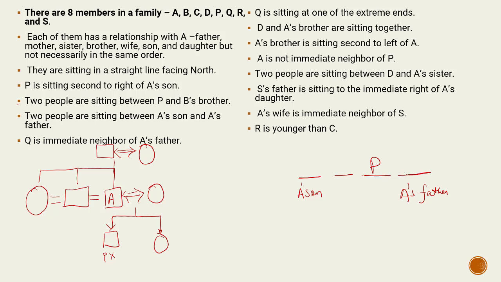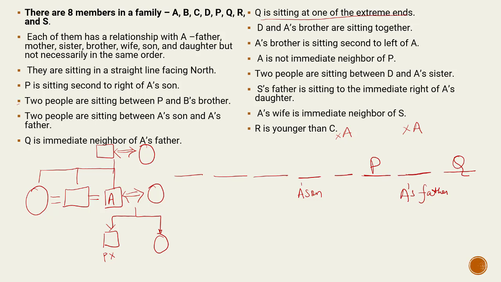Q is an immediate neighbor of A's father. So on this side we already have P, that means Q should be here. Q is sitting at one of the extreme ends, that means we do not have any more people beyond Q, and now we have 8 people, so we know there are 3 people on A's son's left. A is not an immediate neighbor of P, so we cannot have A here, we cannot have A here.